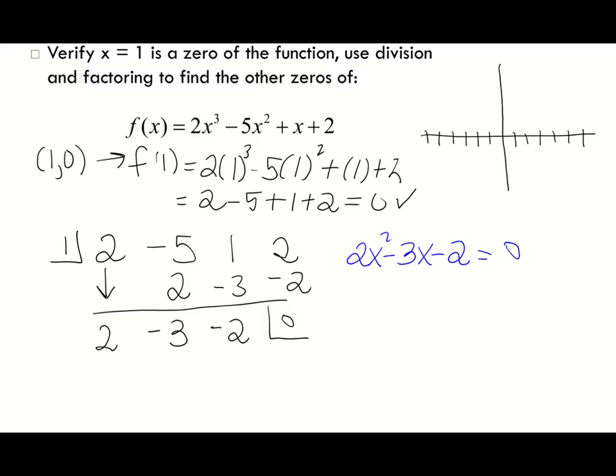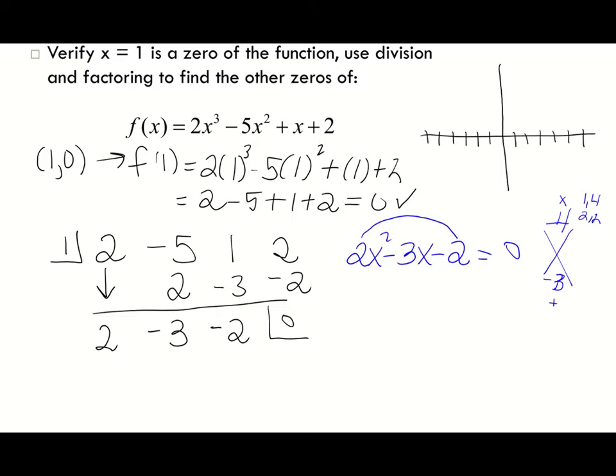In order to do that, I'm going to have to factor. I'm factoring here with a lead coefficient. So I take my first and last terms, and I'm going to multiply those together. So I have 2 times negative 2, which is negative 4. And I want to multiply to negative 4, but add to negative 3. So I've got two options that multiply to 4. I have 1 and 4, and I have 2 and 2.